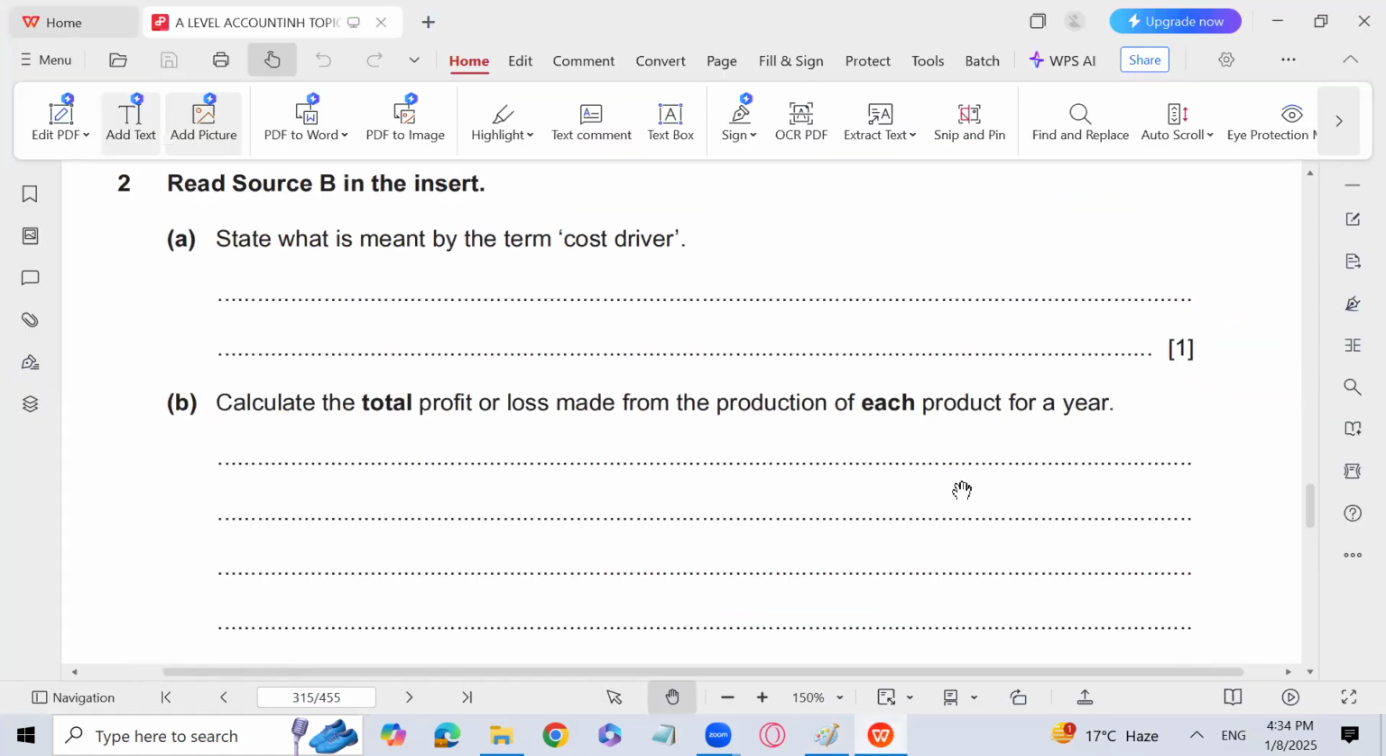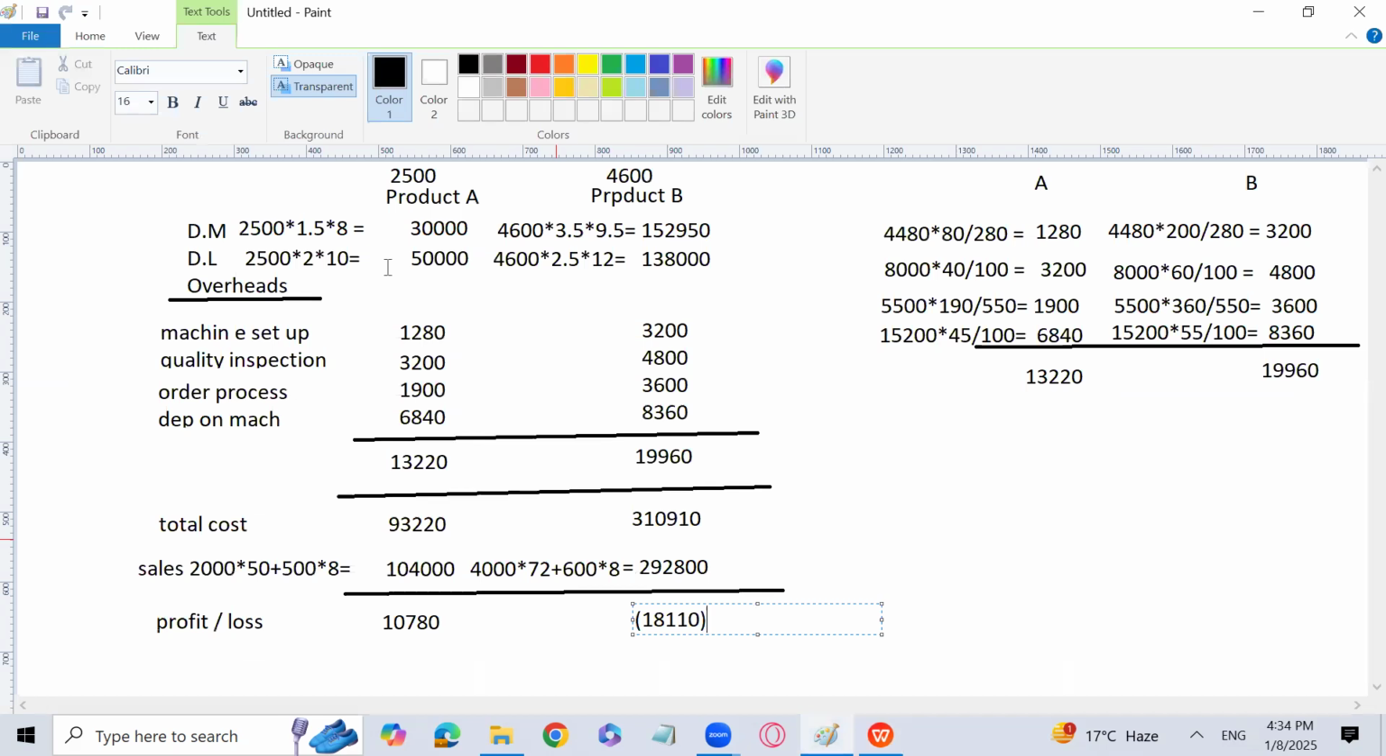But when you solve the question, you will still go for per unit. You will not go for total. Just to make the question look easier, I have solved it through total, but you will go for the per unit. So let's discuss that. It's quite easy. You will do direct material 1.5 into 8, 2 into 10, 20. You will take labour 3.5 into 9.5, 2.5, 12.